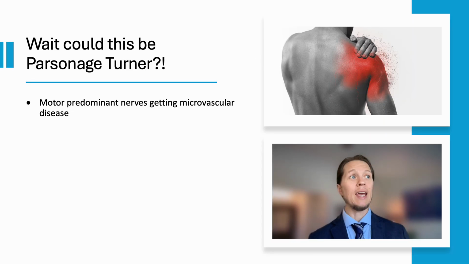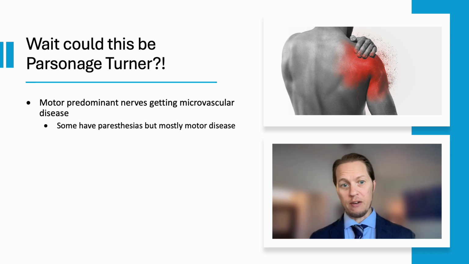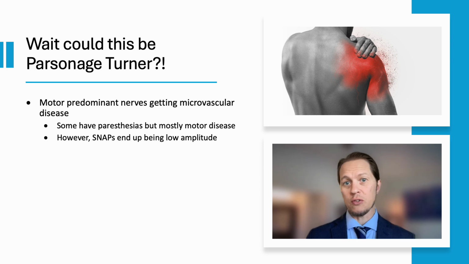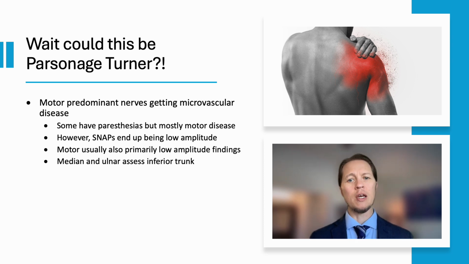Now, some of you might say, hey, wait a minute, this could be Parsonage-Turner. And yeah, you would absolutely be right. In Parsonage-Turner, regarding the nerve conduction and EMG, it's primarily motor in terms of the manifestations. You are going to get low sensory in terms of amplitude. Motor is also going to be primarily low amplitude. It is patchy, and we're going to get into this representation here with Parsonage-Turner.